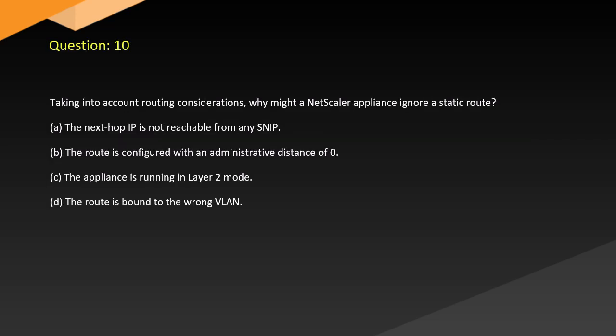Question 10. Taking into account routing considerations, why might a NetScaler appliance ignore a static route? A. The next hop IP is not reachable from any SNIP. B. The route is configured with an administrative distance of 0. C. The appliance is running in Layer 2 mode. D. The route is bound to the wrong VLAN.